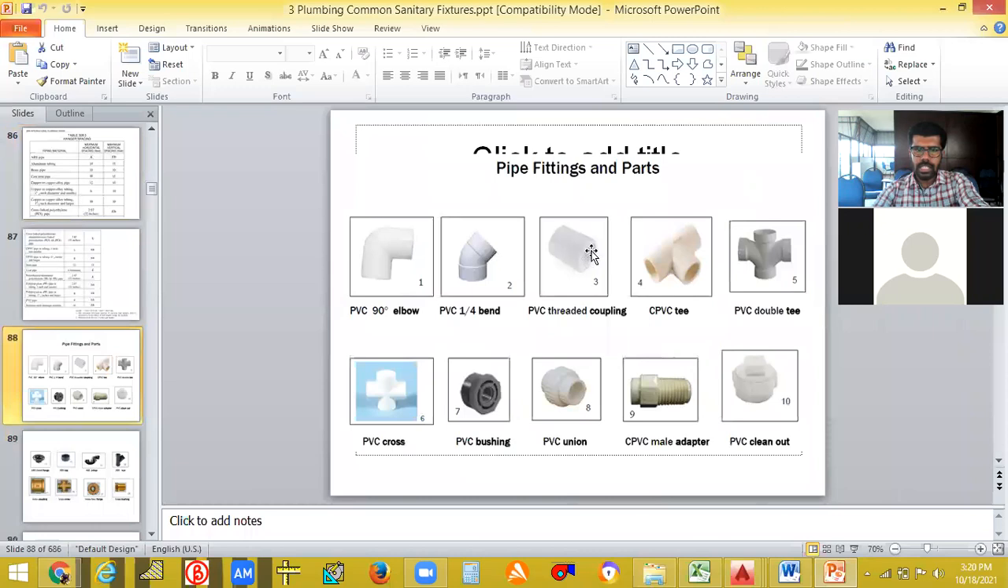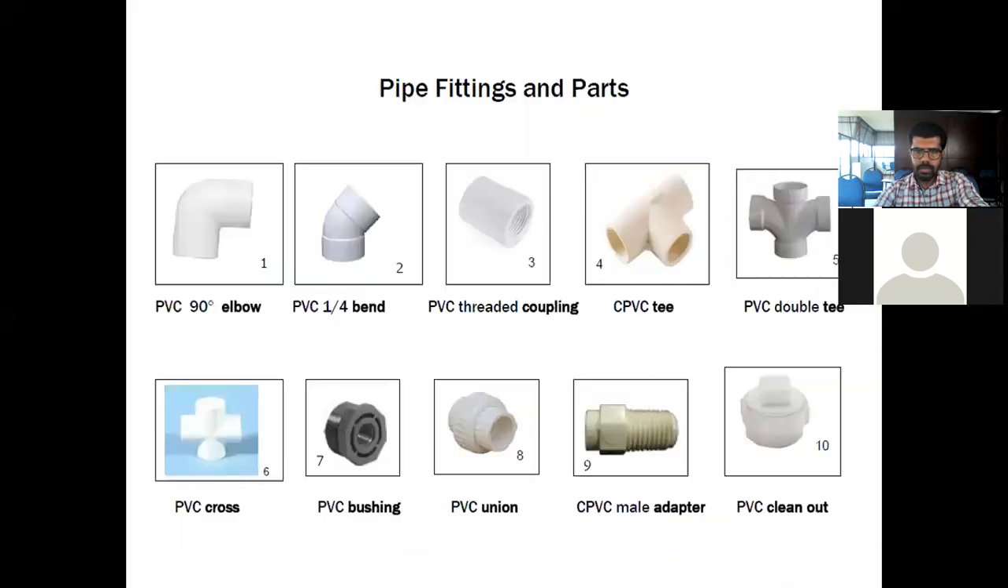Now, these are the different pipe fittings and their parts. Okay, 90 elbow is there, 1/4 bend is there, thread coupling is there, CPVC T joint is there, double T is there. This is for different fittings only. Okay, bushing, union, male adapter, PVC clean out, PVC cross. These are our fittings. If there are four pipes coming close to each other, you can use this PVC cross. When you have to use a T, you can use a T. Okay, these are different pipe fittings and their parts.